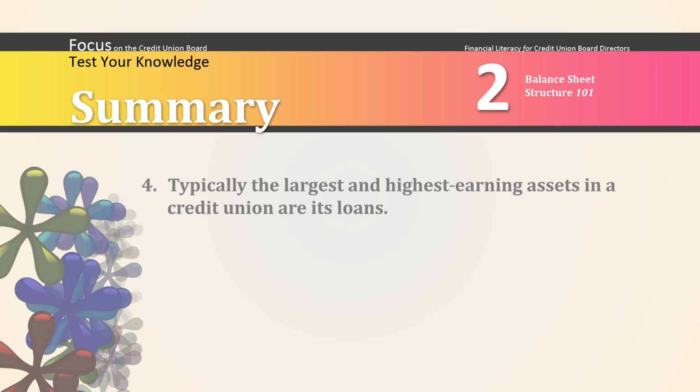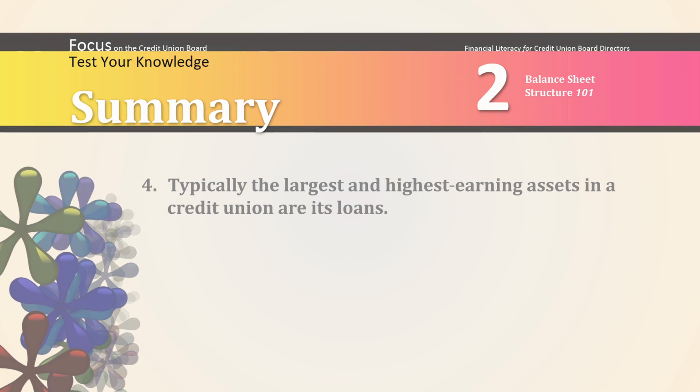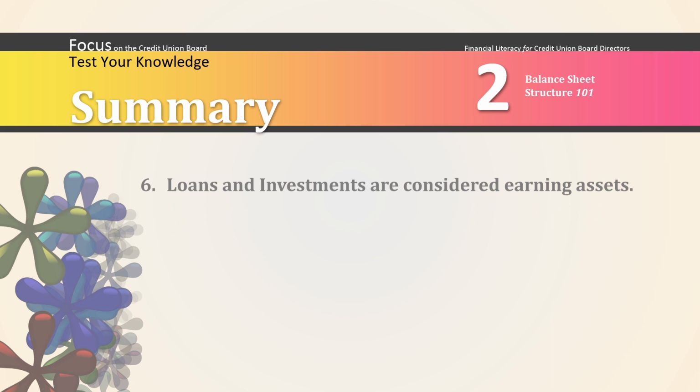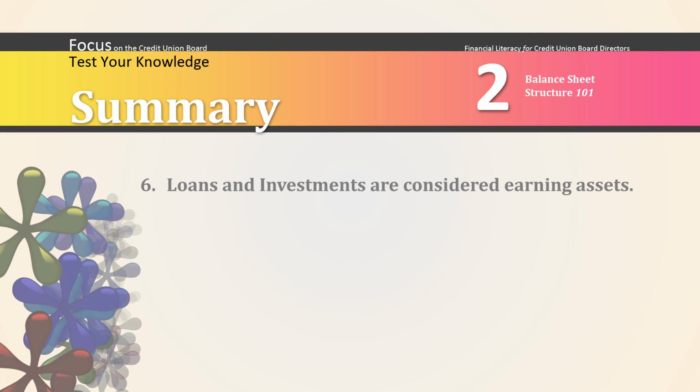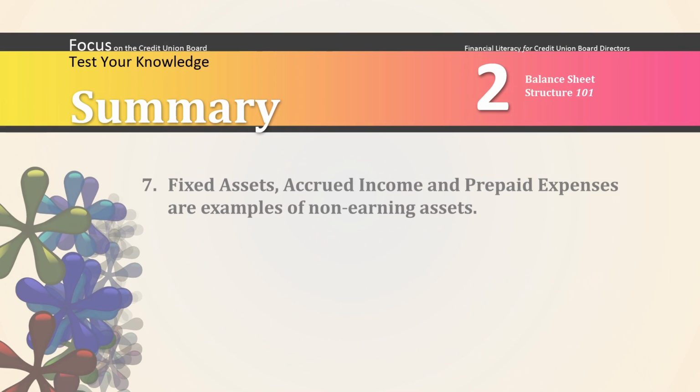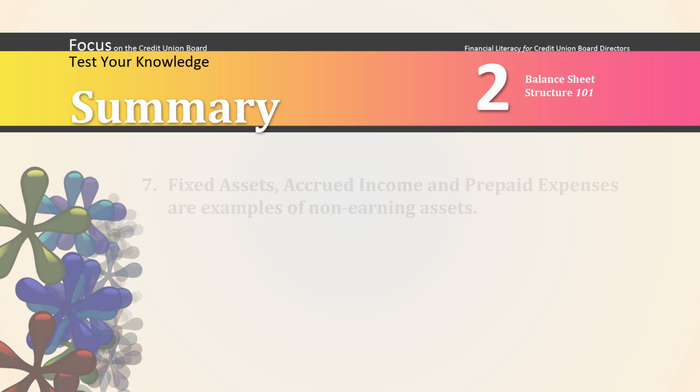Typically, the largest and highest earning assets in a credit union are its loans. Balance sheet line items should always be compared to prior periods to understand the trends in specific line items. Loans and investments are considered earning assets. Fixed assets, accrued income, and prepaid expenses are examples of non-earning assets.